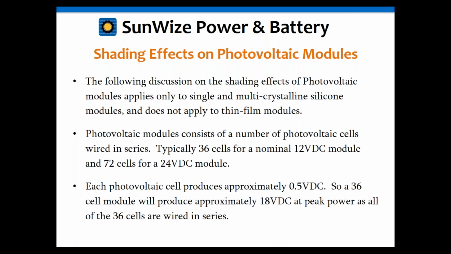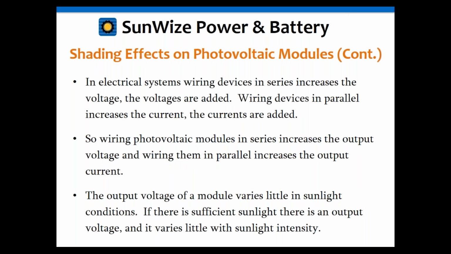And the thing is that it is going to be a bigger effect the more modules and cells you have in series. I'm going to show why. I mentioned earlier that the solar cell produces approximately half a volt. So a 36 cell module will produce approximately 18 volts of peak power, and that's because they're all wired in series. Again, when you wire them in series, the voltages add. So 36 times half a volt gives you the 18.